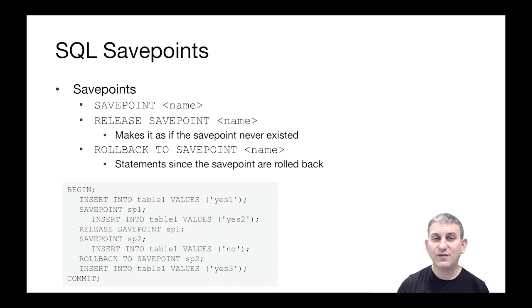That has the effect of undoing everything that happened since that save point, namely the insertion to table 1 of the value no. And then finally we insert into table 1 the value yes3, and we commit. At the end of this transaction, table 1 will contain yes1, yes2, and yes3, and it will not contain the value no.